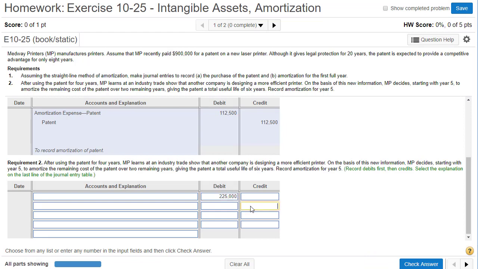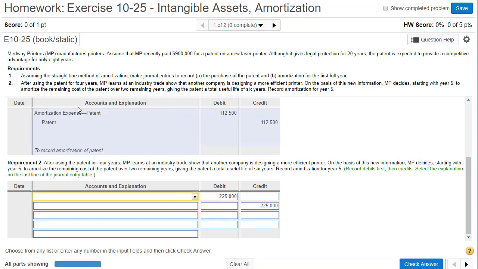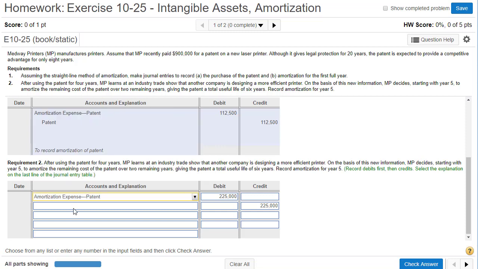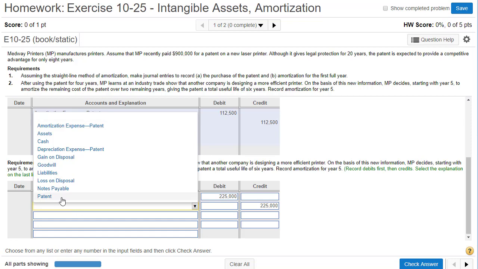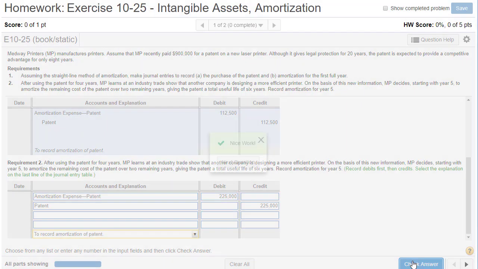Copy and paste. And so the journal entry is just like this. Amortization expense is increasing with a debit, and then the patent is being lowered directly. And the explanation is to record amortization of a patent. And that's it.